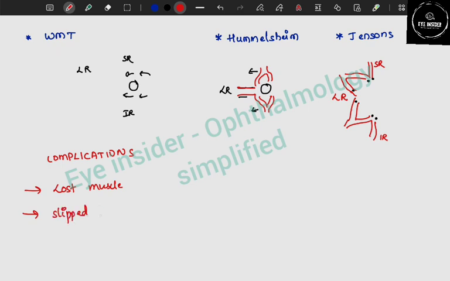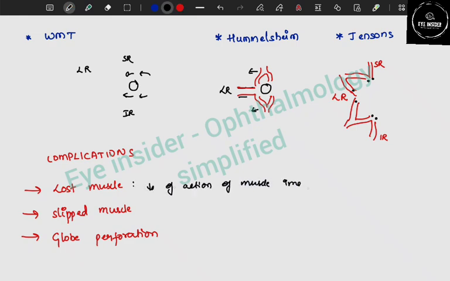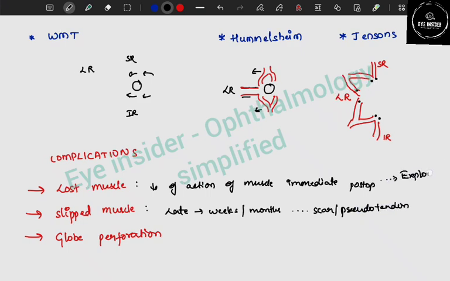The complications of these include lost muscle, slipped muscle and globe perforation. Most common severe complication is globe perforation. Lost muscle means that there is reduction of action of the muscle which is immediately post-op, and it is commonly due to slipped knots. Slipped muscle occurs late, that is weeks or months after the procedure, and is due to scar or pseudotendon. Globe perforation is 0.1 to 1% and is more in children and myopes.